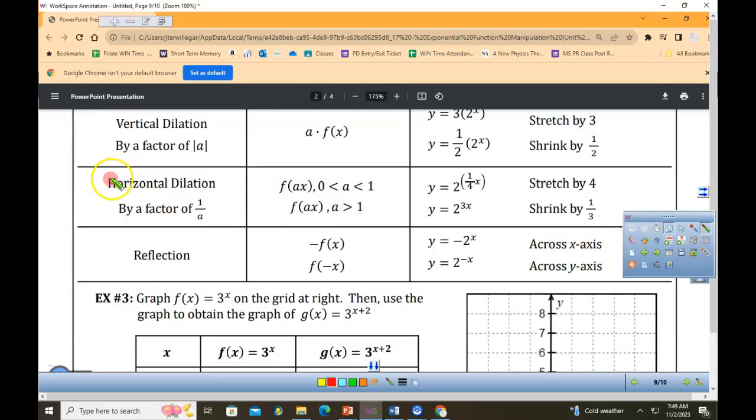Horizontal dilation, remember this one is a factor of 1 over a. So we have to take the reciprocal of what's by the x. So if it's 1/4 x, that's actually a stretch of 4. And if it's 3x, it's a shrink of 1/3. It's 1 over the number in front of your x.